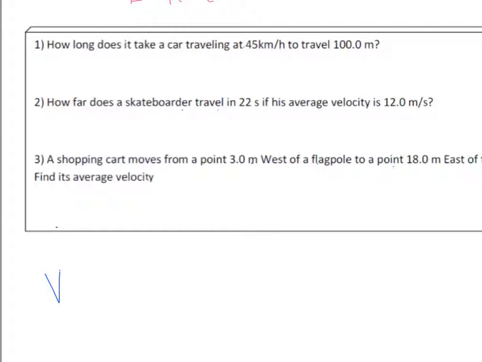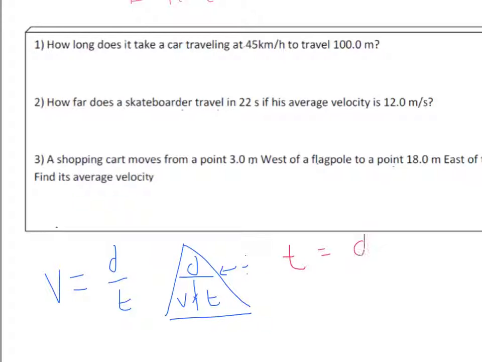Okay, so look down here, we have this formula, V equals d over t. If we use this triangle right here, with d on top and v and t on the bottom, this is a division line and this is a multiplication line, then we get that t equals d over v and d equals v times t. So this is a way that we can manipulate this formula.